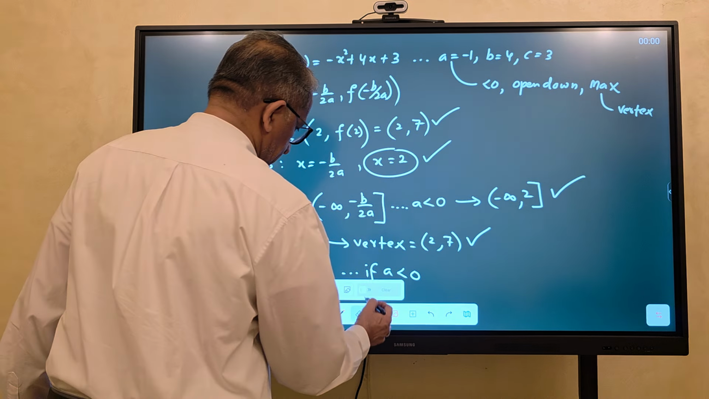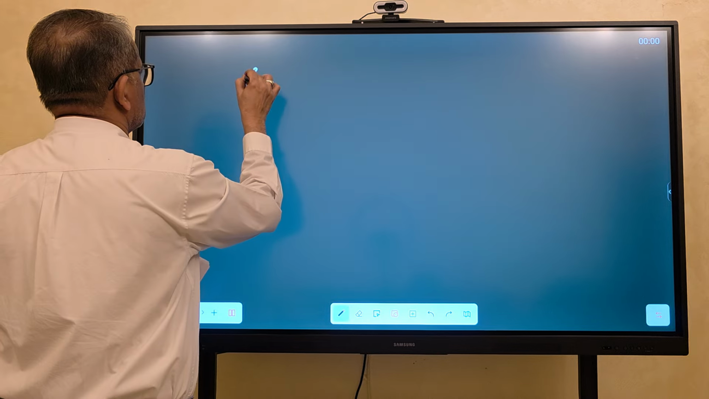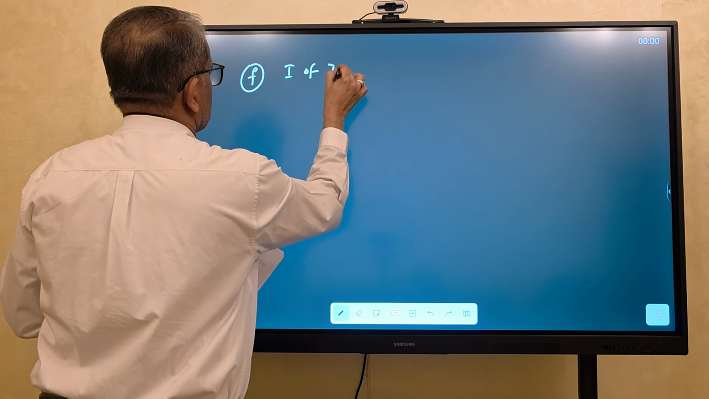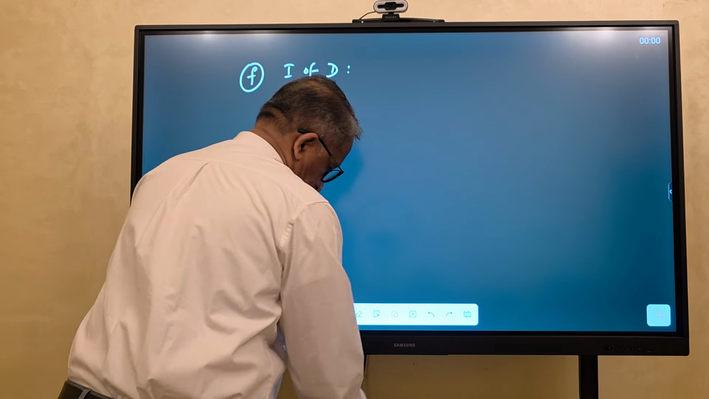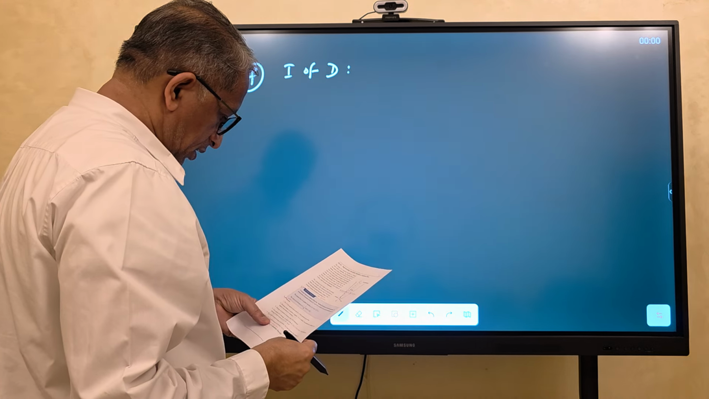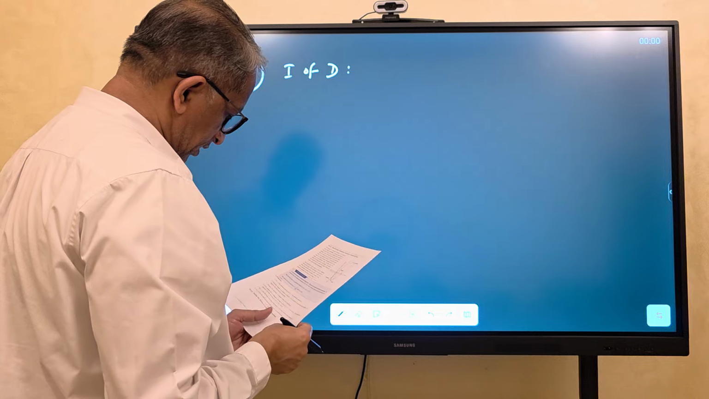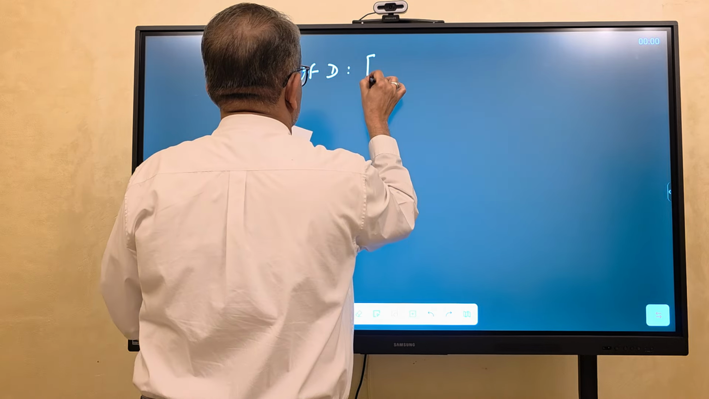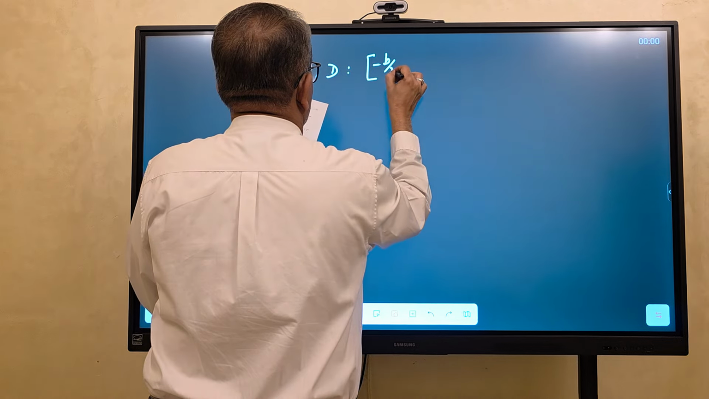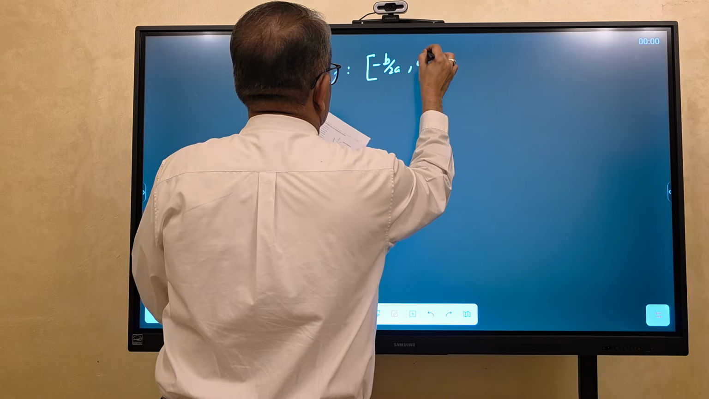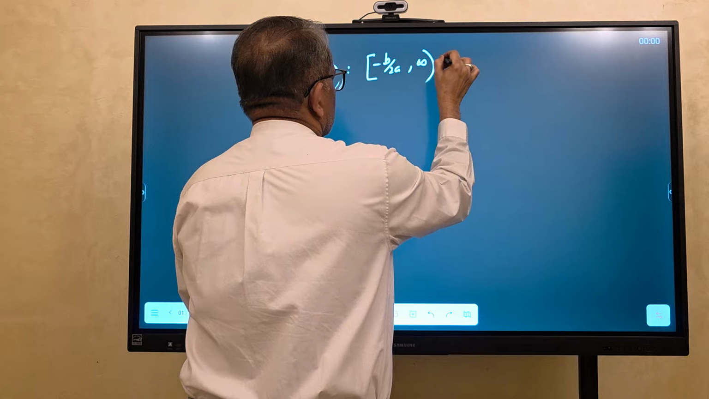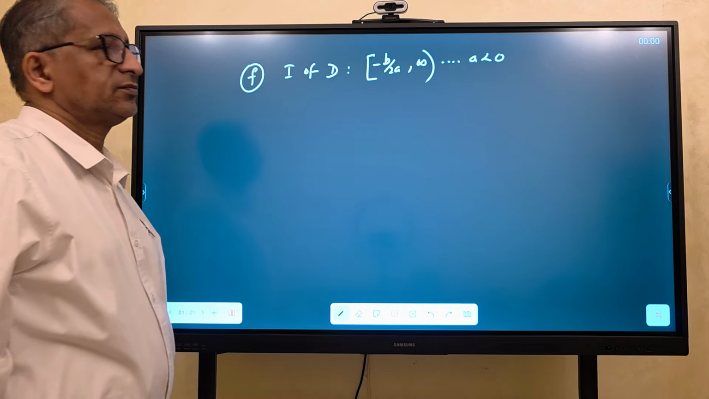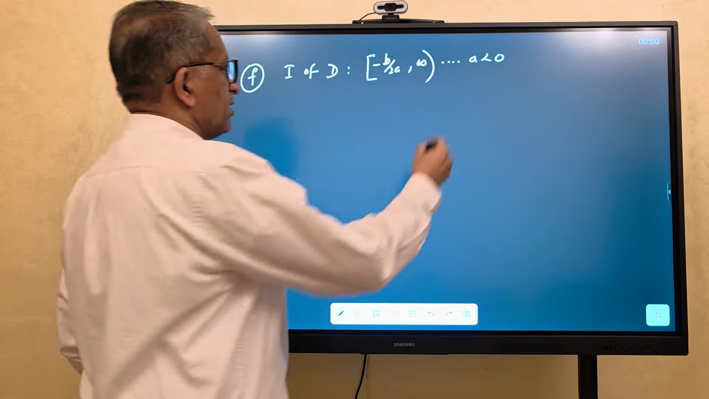Then F. Interval of decreasing. Its formula is this, minus b by 2a to infinity. This is the formula to be used when a is negative, remember. So what is my answer?